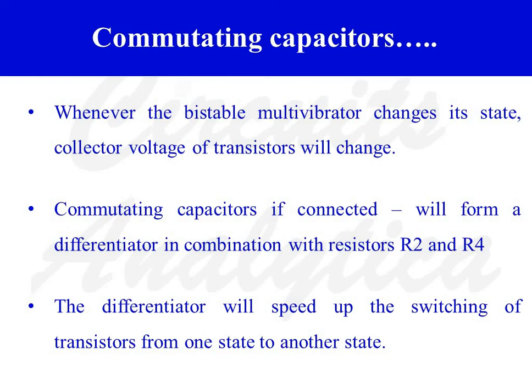Commutating capacitors, if connected, will form a differentiator in combination with resistors R2 and R4. The differentiator will speed up the switching of transistors from one state to another state. So by connecting two commutating capacitors, we can speed up the transition of transistors from one state to another state.